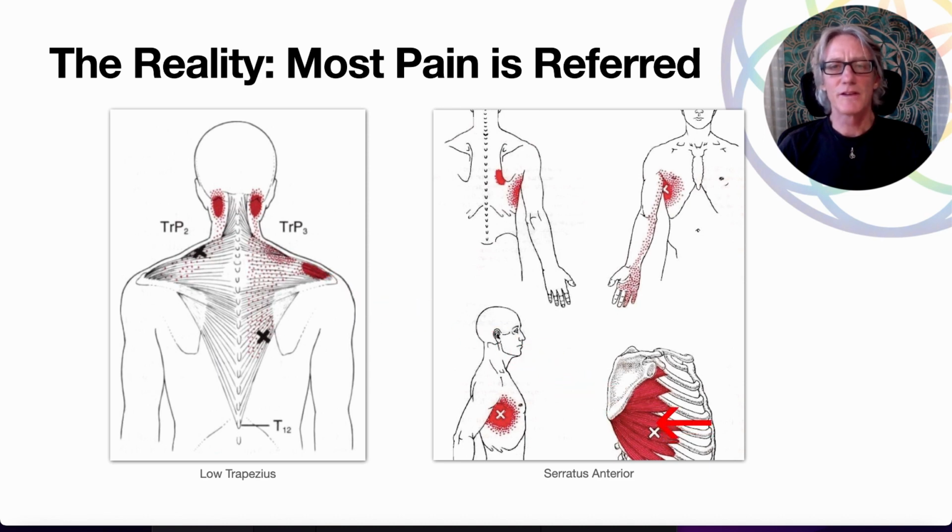Here is the serratus anterior muscle. So this is your primary abductor or protractor of the scapula. And if you have an issue in this muscle, you might feel it in that muscle. That's possible, but more likely than that, you actually feel it going down the ulnar side of the arm, sometimes to the last two fingers. You can also feel it in that low trapezius area.